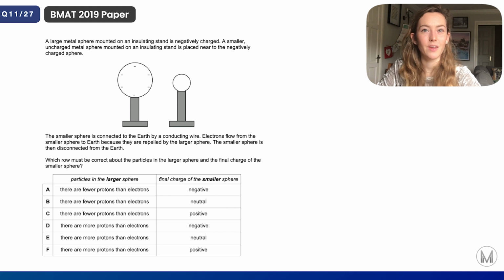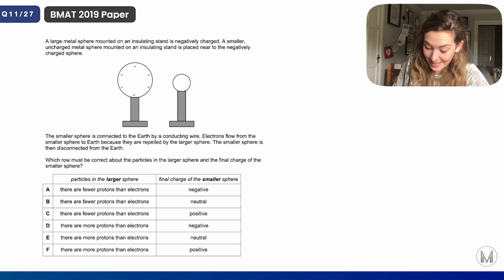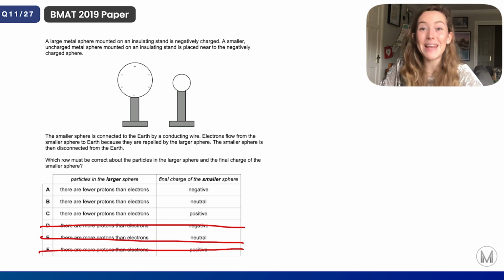Question 11. So this statement tells us that the larger sphere is negatively charged. That's telling us that there must be fewer protons in relation to the number of electrons. Therefore, immediately I can eliminate D, E, and F because there must be fewer protons to have that overall negative charge.